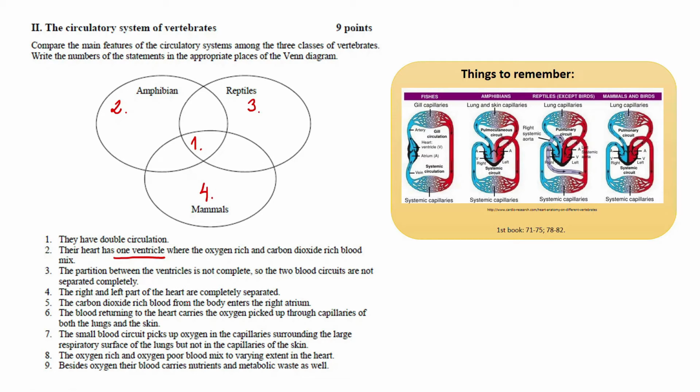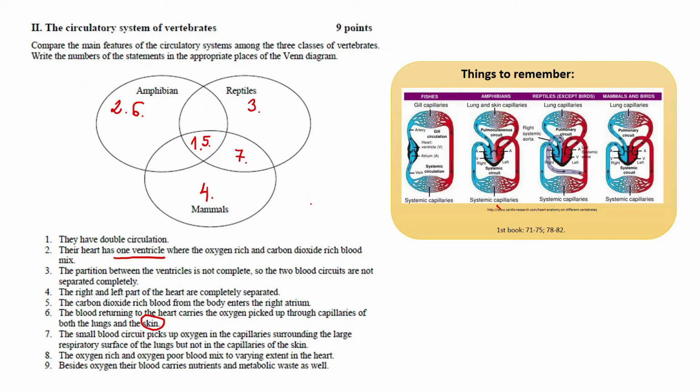The carbon dioxide-rich blood from the body enters the right atrium. Now that's something which is true for all of these groups. Okay, the blood returning to the heart carries the oxygen picked up through capillaries, both the lungs and the skin. Okay, skin breathing is only present in case of amphibians, so number 6 will belong to this part. Next one, the small blood circuit picks up oxygen in the capillaries surrounding the large respiratory surface of the lungs, but not in the capillaries of the skin. Okay, that's gonna be true for mammals and reptiles.